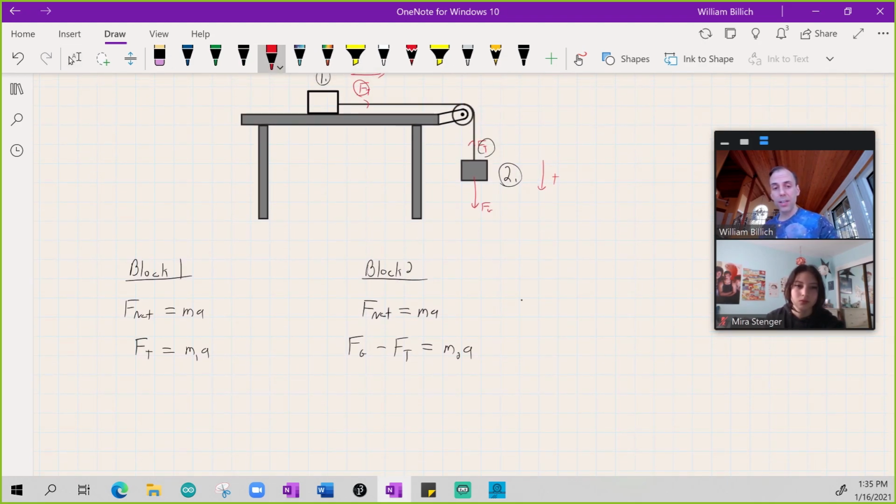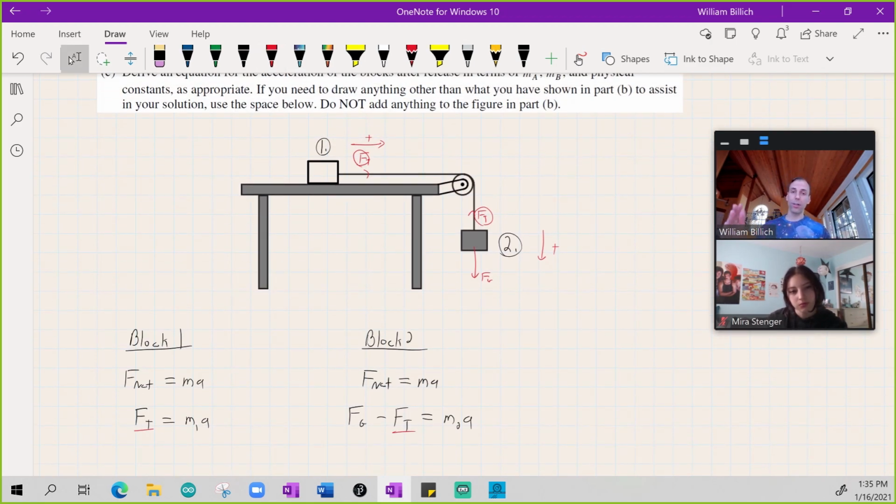This F_T is the same as this F_T. They are equal. Thus, you could set them equal on this basis. These are two equal F_T's. And similarly, by the way, the accelerations are equal, right? The rate at which this mass is falling is the rate at which this mass is moving to the right. Must be, right? Otherwise, it just doesn't physically make sense.